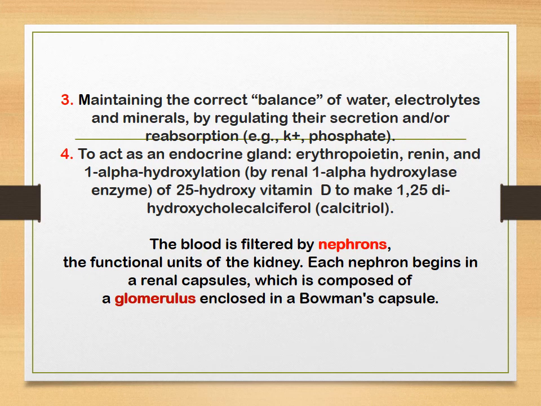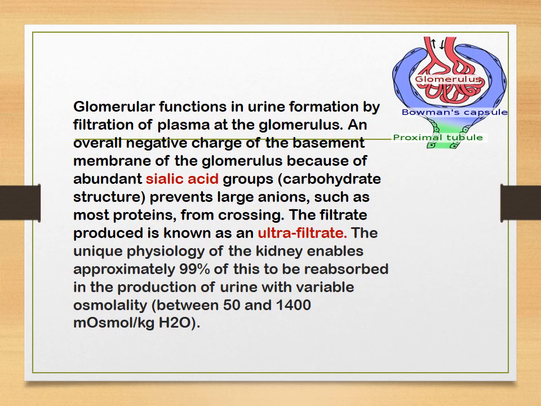The kidney is formed of more than 1 million functional units, nephrons. Nephrons usually start with a capsule, Bowman's capsule, in which the glomerulus is enclosed. The glomerulus functions in formation of urine by filtration of plasma, and this filtration leads to passing of water, fluid, and components through the pores of the glomerulus.